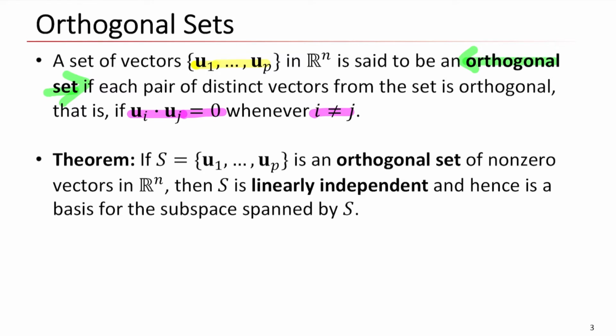From this, there is a theorem. If the set S is equal to u1 through up, is an orthogonal set of non-zero vectors in Rn space, then S is linearly independent.